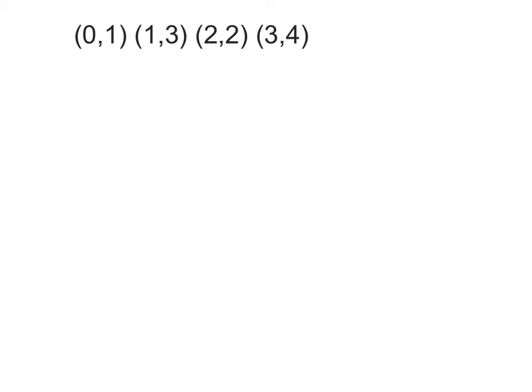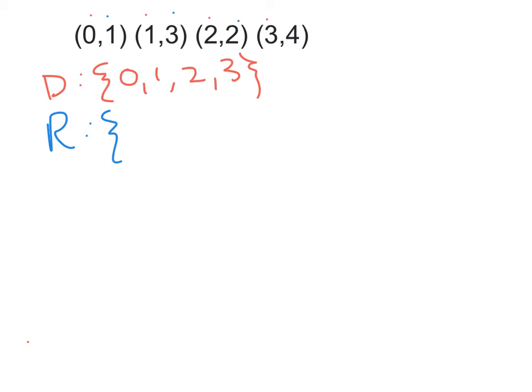Let's look at this relation. We have the points (0, 1), (1, 3), (2, 2), and (3, 4). So if we list our domain, remember, the first number, we have 0, 1, 2, and 3. And if we list our range, remember the second number, or the y, we have 1, 3, 2, and 4.